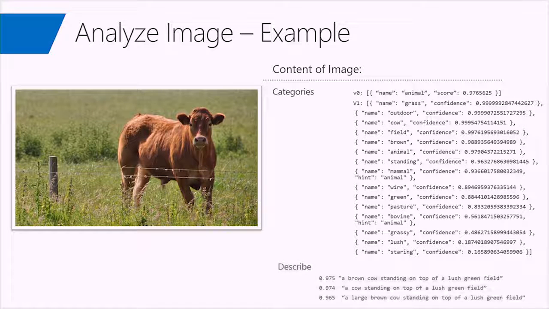Here's another example of stuff coming back. Let me fill that out. And so when you make a call to the service, this is all the data that comes back. You can see that it sees that it's an animal, it sees grass, it sees outdoor, it sees a cow. One of the things that I like, I'm not sure if you guys can read that bottom line. Can you see what that says? It says staring. I love that it knows the cow is staring at you. And then also on the bottom, it will help you try to describe it as well: a brown cow standing on top of a lush green field.